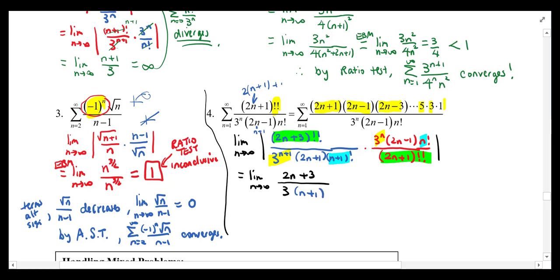And then that leftover part of 2n minus 1, and then also the 2n plus 1, we can't really simplify that, so we'll just leave it like that. Leave it there. And now, can we evaluate this lovely limit?